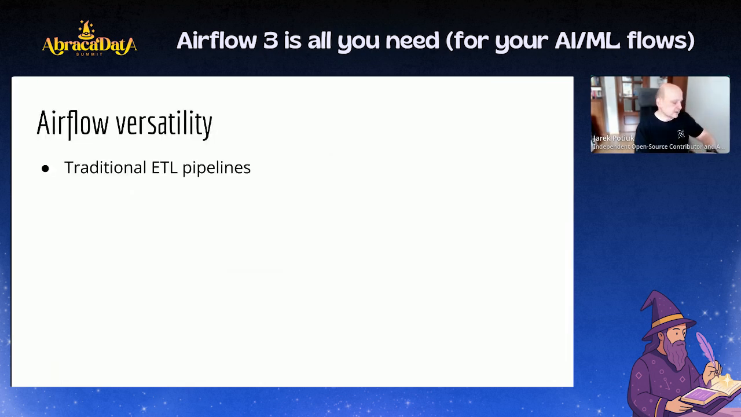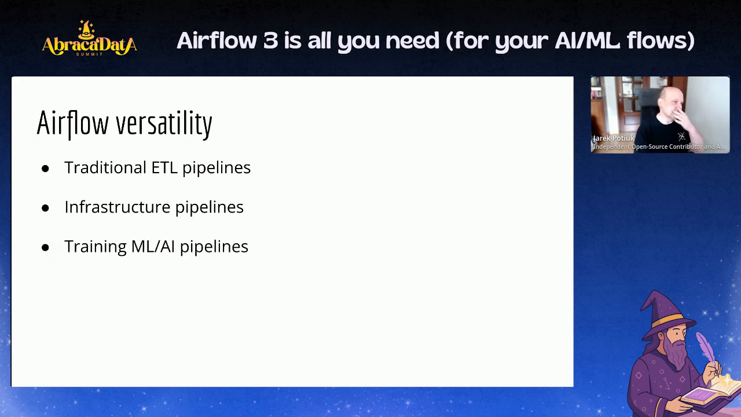Airflow is super versatile. It's super versatile because it was originally defined as a traditional ETL pipeline tool. ETL is extract, transform, load, for those who do not know. But over time, people started to use Airflow for different things like infrastructure pipelines. We've learned that Cloudflare, for example, is using Airflow to set up their infrastructure when it's created, like DNS and other stuff. And we've also learned that people are using Airflow for training machine learning and AI pipelines.